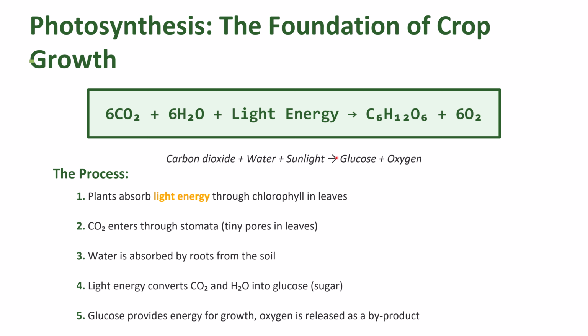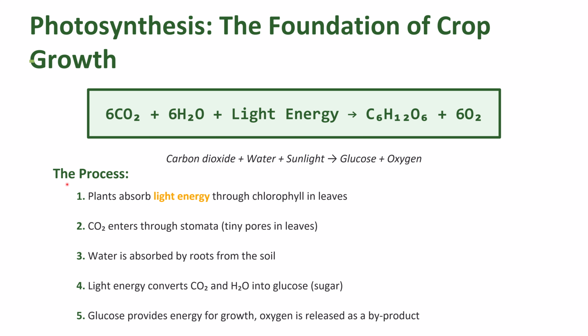To do this, plants follow a specific recipe. They take carbon dioxide from the air and water from the soil. Using sunlight as the power source, they transform these into glucose, which is sugar energy for the plant, and release oxygen as a byproduct. Here is how the plant manages these five steps, like a factory.